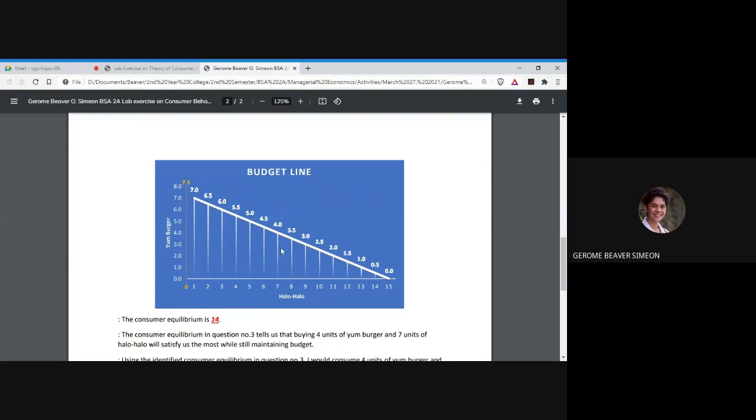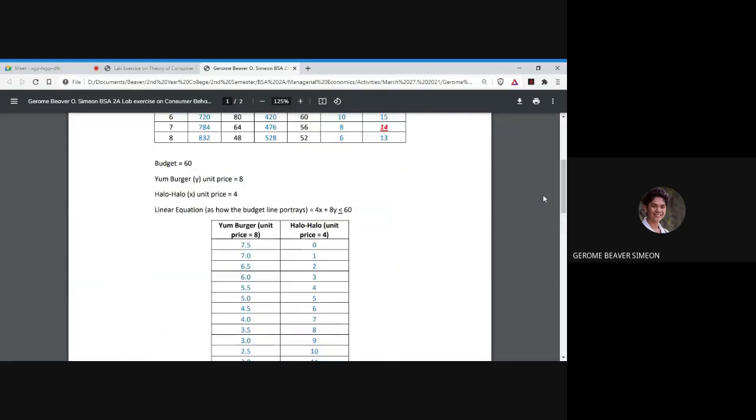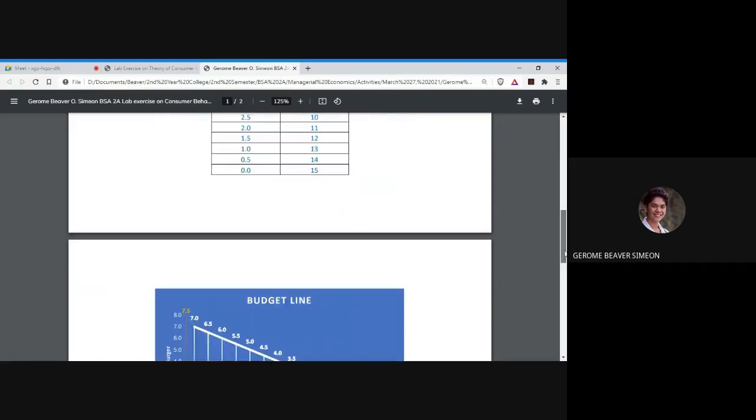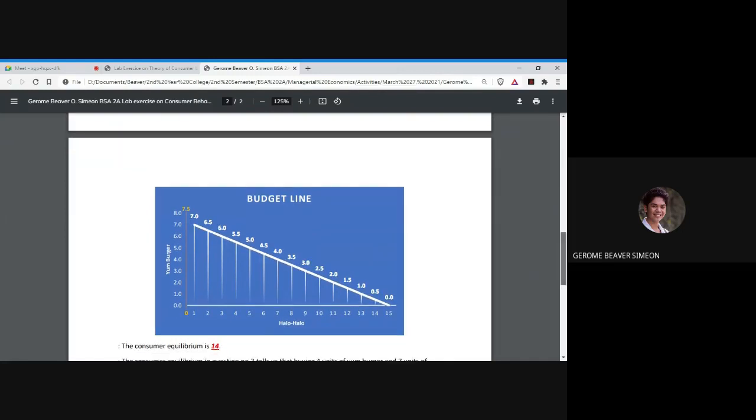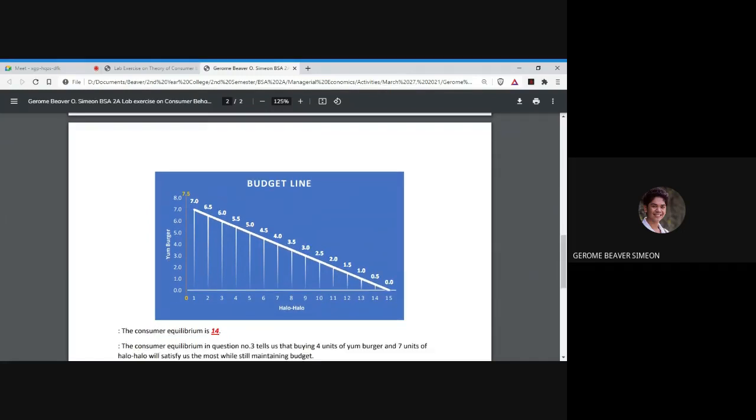Alright, so this is what it looks like. So, we have the Y range Yum Burger, X range Halo Halo. When you use the linear equation that we saw earlier, 4x plus 8y is less than or equal to 60, this is what it's going to look like when it is graphed. So we can see here the budget line. Anything that goes below the line is acceptable.